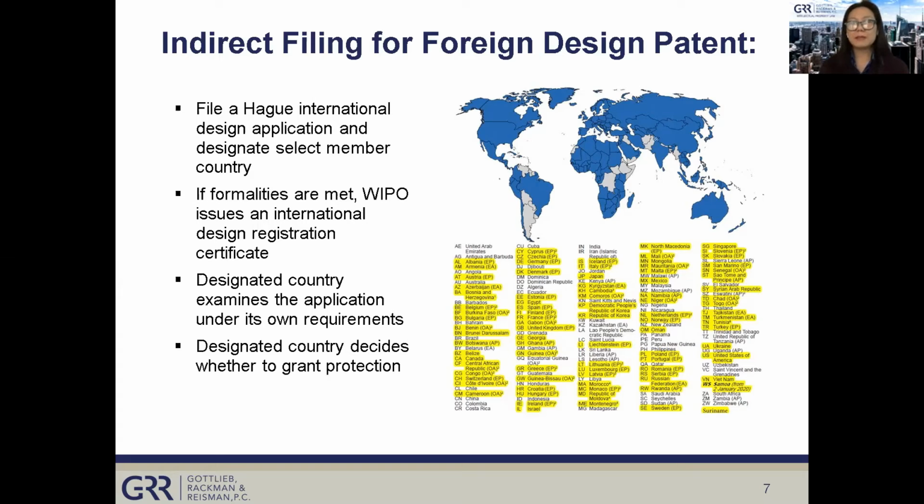Compared to PCT filing, the select countries must be chosen upon filing of the Hague design application. In the PCT case, you have until 30 months after the priority date to selectively choose which countries to pursue the utility patent application in.